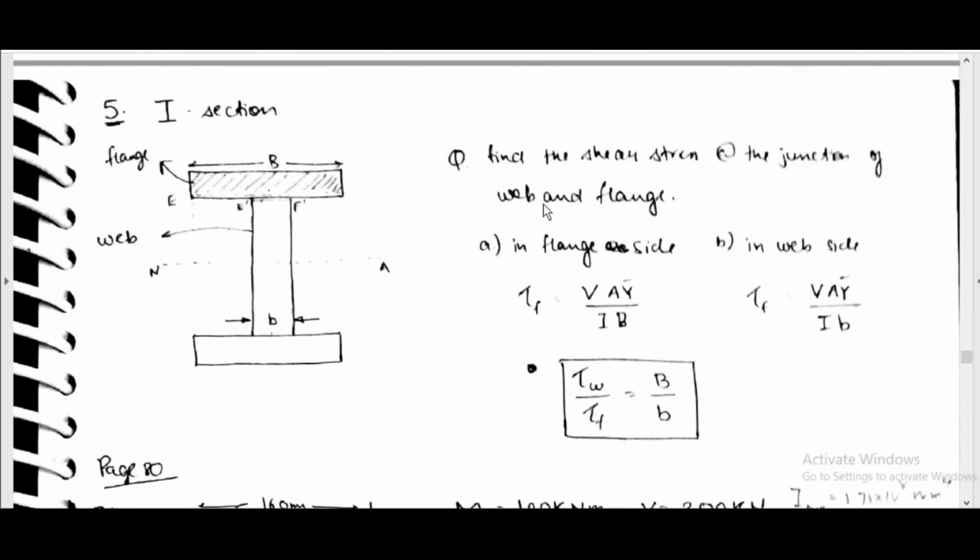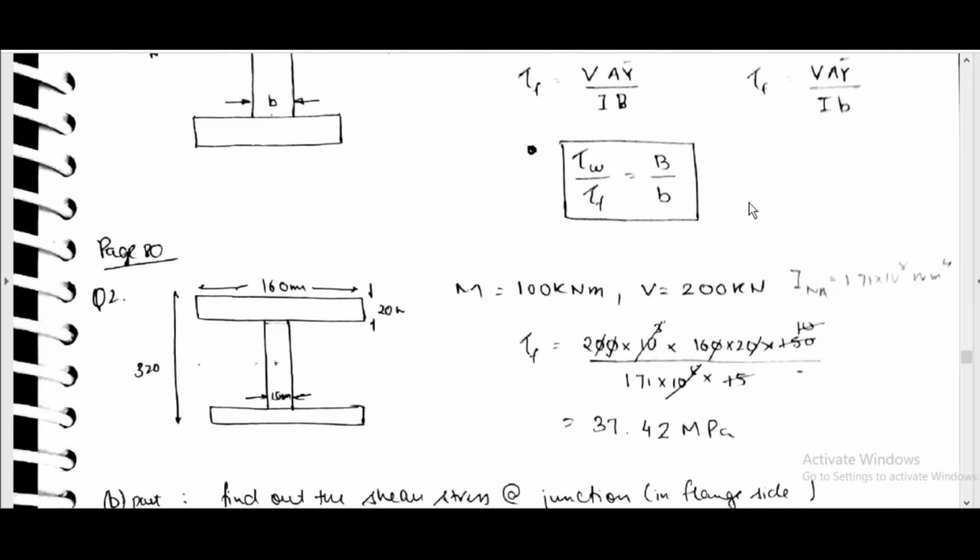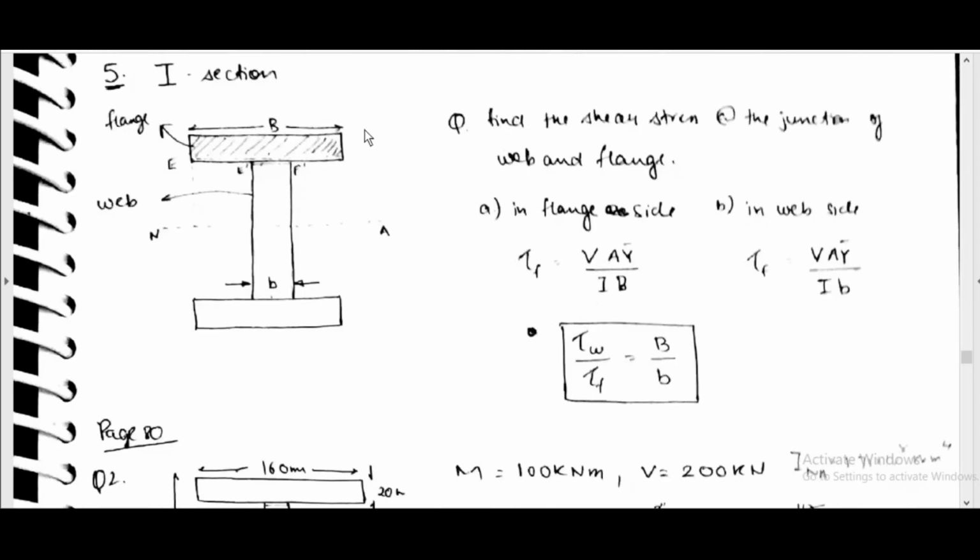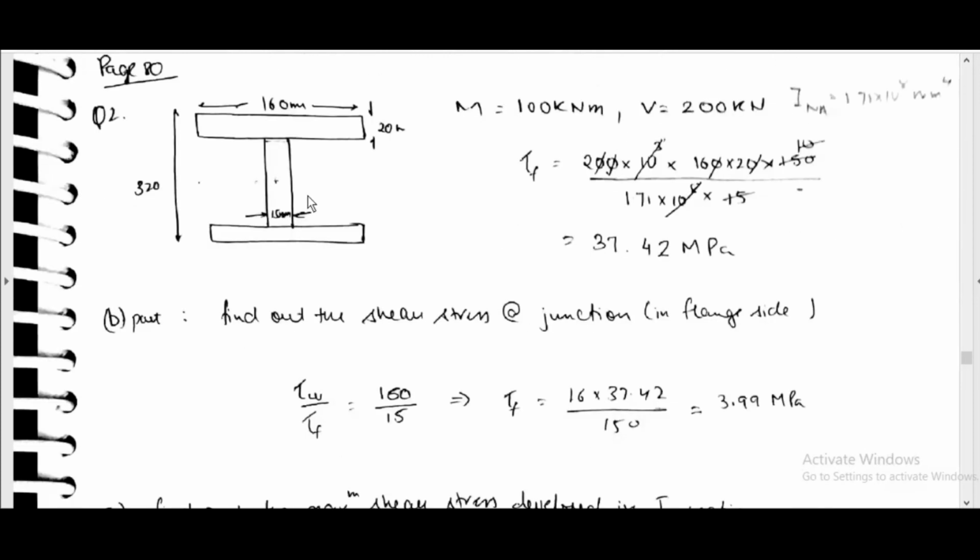I section. Find the shear stress at the junction of web and flange. On the flange side, tau f is equal to V A y bar by I into capital B. On the web side, tau w is equal to V A y bar by I into small b. So tau w by tau f is equal to capital B by small b. This is inversely proportional to width.